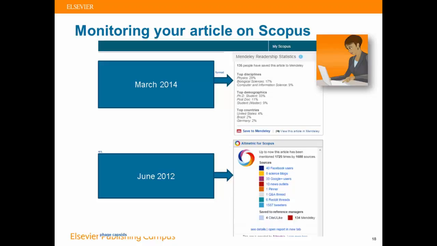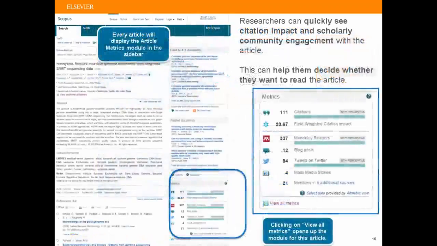And by March 2014, especially on our Scopus platform, we also started to share Mendeley readership statistics that give an indication of what are readers in terms of their disciplines, where are they coming from, and what type of level in science do they have. Are they a PhD, a postdoc, a student, or a professor?